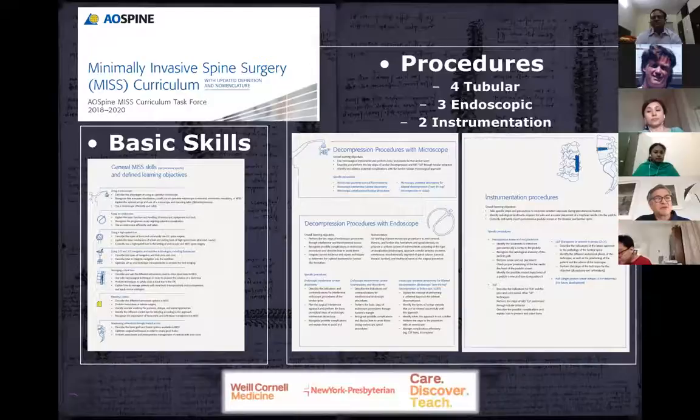We talk about endoscopic procedures. So if you have an interest in getting involved, we're still at a relatively early stage, let me know, and I'm happy to share some more information with you, or look out for this at some of the upcoming AO Spine courses, maybe next year, where this will hopefully be put into practice.